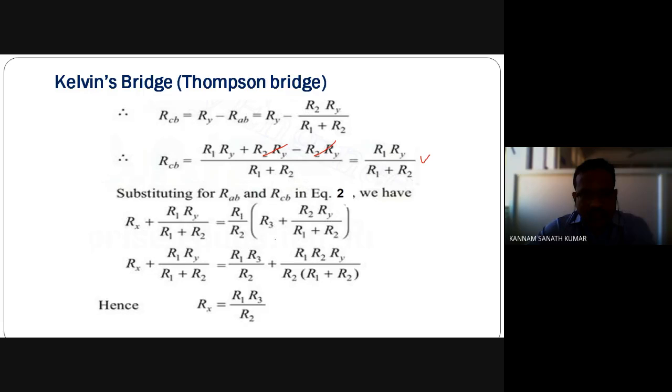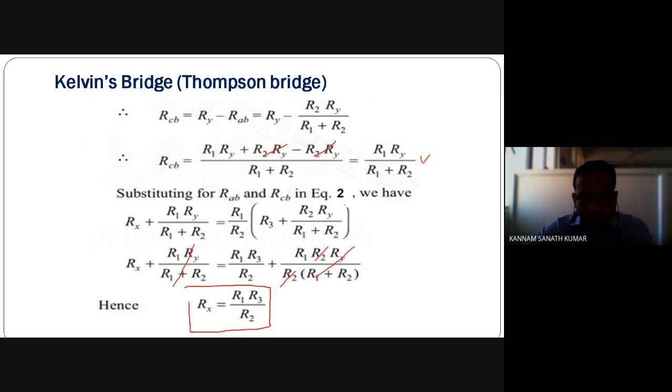Now you can multiply this: R1 R3 divided by R2 plus R1 R2 Ry divided by R2 into R1 plus R2. Here R2 gets cancelled. R1 Ry divided by R1 plus R2 appears on both sides, so they cancel each other. What is remaining? Rx equals R1 R3 by R2. So you got the same relation.